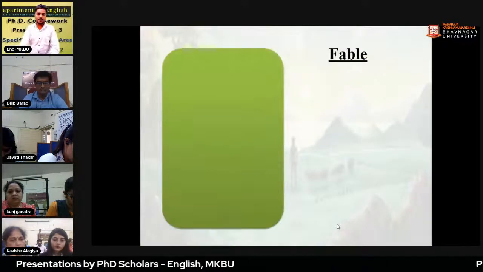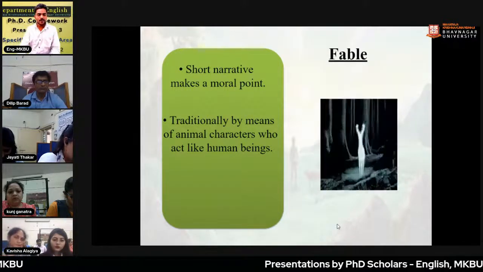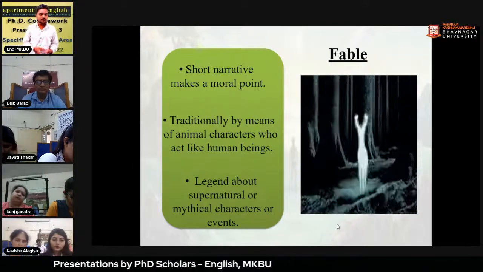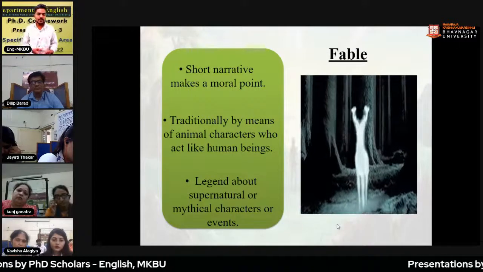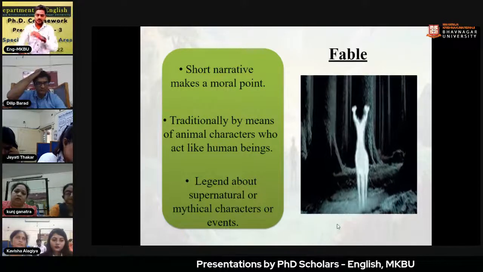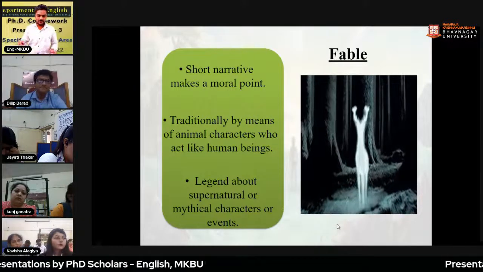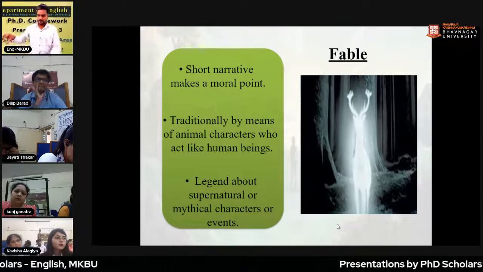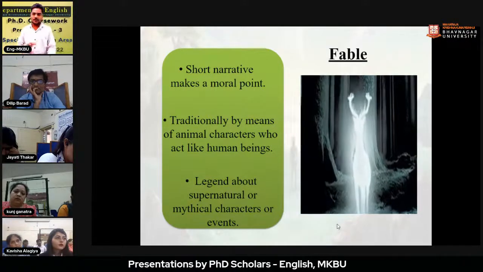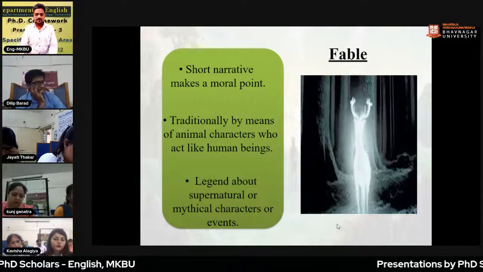Now, it is a fable. What is a fable? It is a short narrative that makes a moral point, traditionally by means of animal characters who act like human beings, or about spiritual or mythical characters. Even in The Alchemist, there are a lot of characters and symbols represented as in a fable. There is one animal, a sheep, represented as lack of individuality. So there is a character as in a fable.